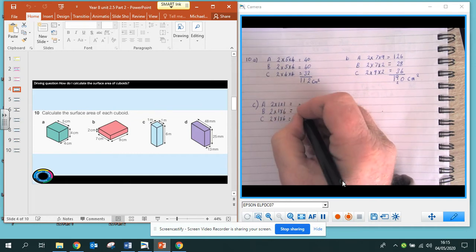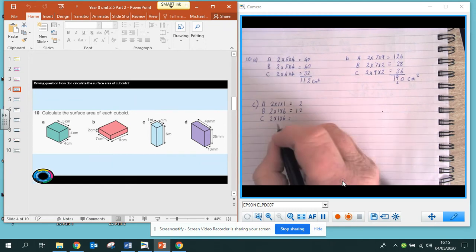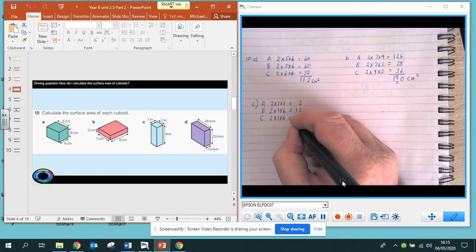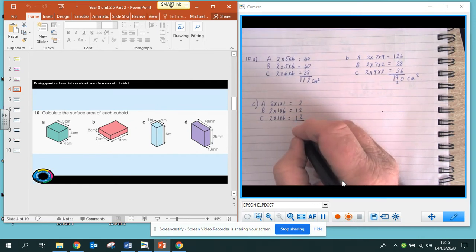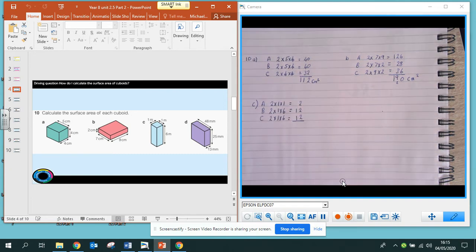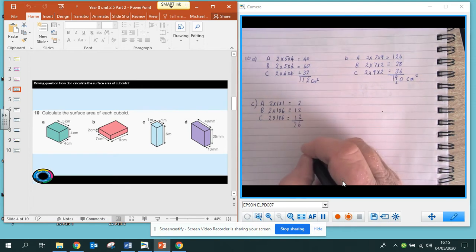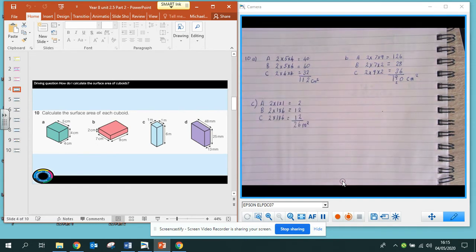2 times 1 times 1 is 2. 2 times 1 times 6 is 12. 2 times 1 times 6 is also 12. Giving me a grand total of 26. I check, this time the diagram is in meters, so it's 26 square meters. Please make certain you've got that unit of measurement correct. If it's not, it could make a huge difference.